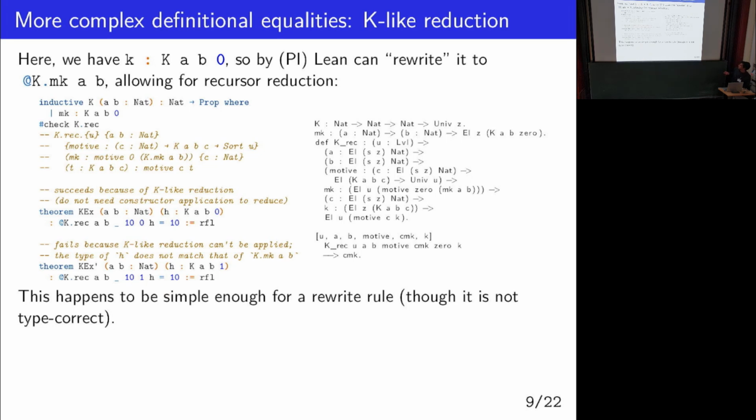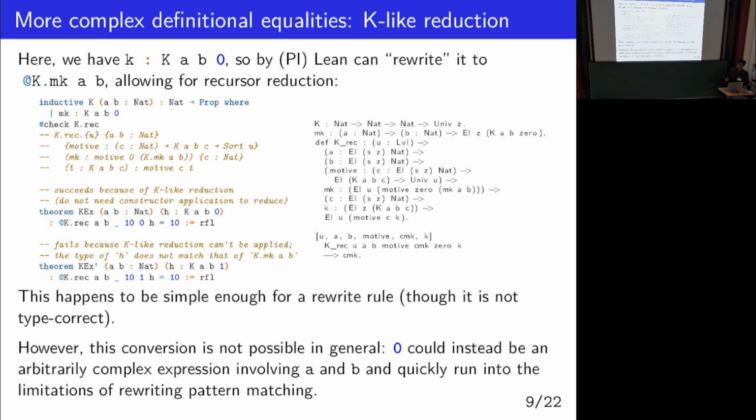So in this case, this happens to be simple enough for a rewrite rule. So basically, we can encode our typing requirements on this proposition H. We can encode those requirements as a syntactic requirement in the rewrite rule. So here I've made the rewrite rule such that it requires a 0 in this next position. If we have that, then we know that we've handled all the cases we need to, because we just have this case. So this is it. This is enough to handle the k-like reduction for this particular inductive type.